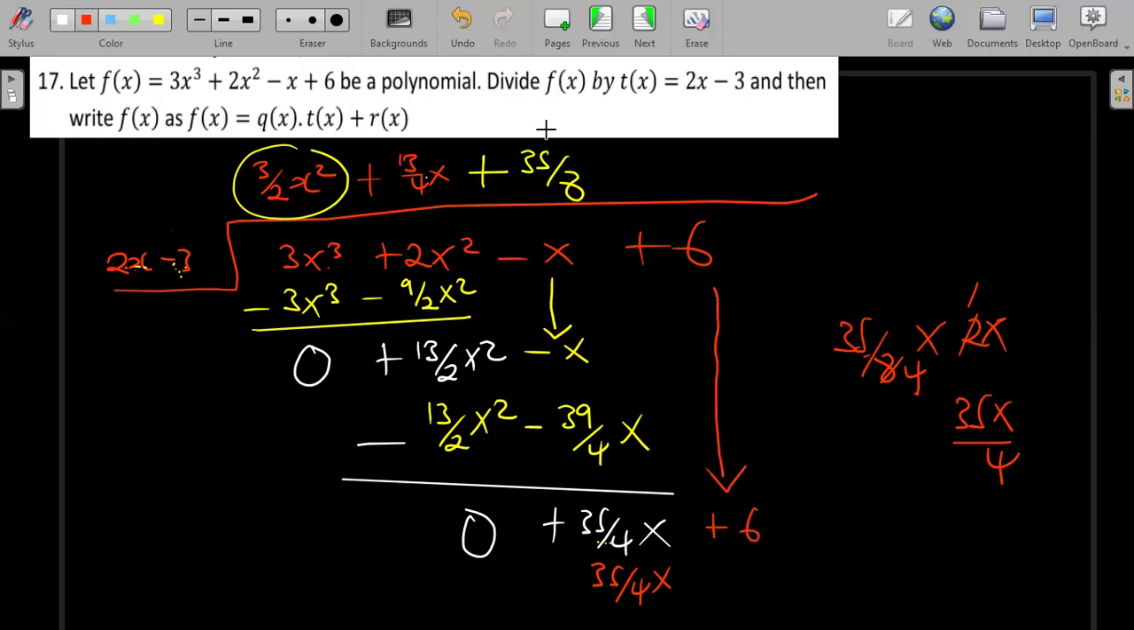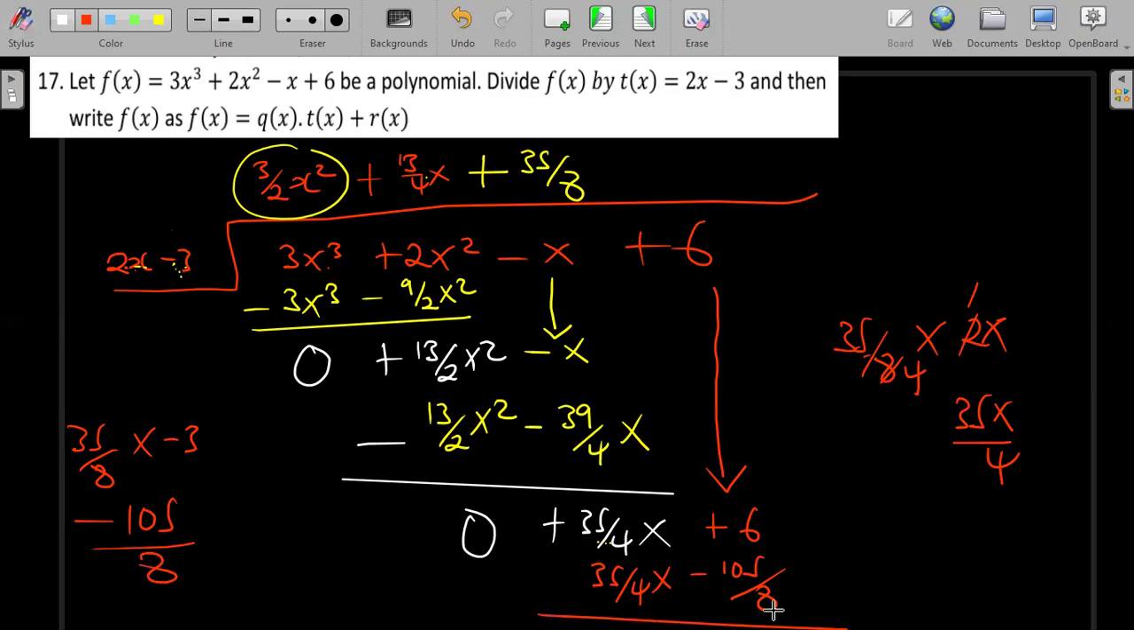Okay, and then I can multiply now. This 35 over 4 multiplied by minus 3. So what do we get there? Just multiply 35 multiplied by 3. I'm going to get minus 105 divided by 8. So minus 105 divided by 8. Okay, and then of course there, we just have to subtract.